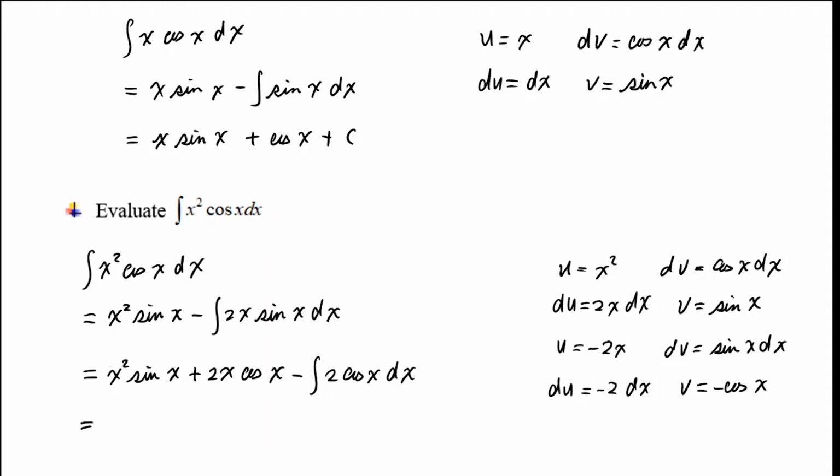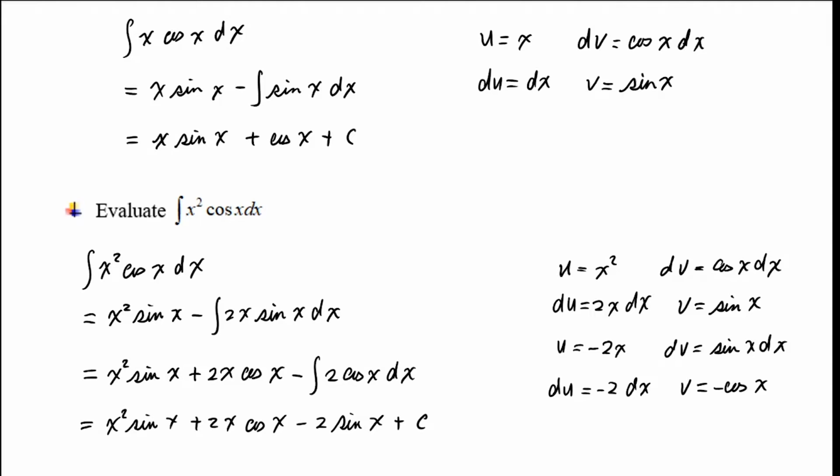Now, then we know how to finish it. x squared sine x plus 2x cosine of x, and then the antiderivative, that is sine of x, and don't forget to attach c right there. Good? Any question? One last thing.